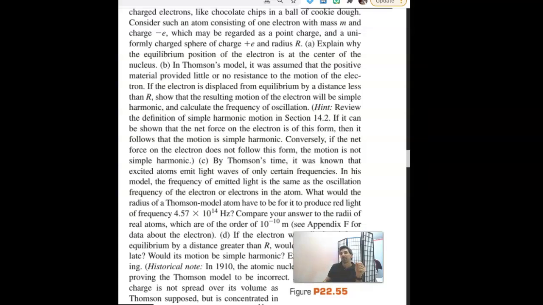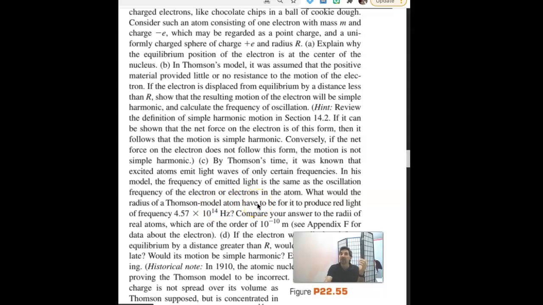Now, part C is really kind of cool, and this is, again, kind of to show you that even as wrong as Thompson's model was, it wasn't out of the question. Well, what the heck does that mean? What are we looking for in number 3? Well, part C is talking about light emitted by excited electrons. We should know this from chemistry. But from that, we can try and figure out what the radius of the Thompson model of the atom would be for it to produce this red light frequency.